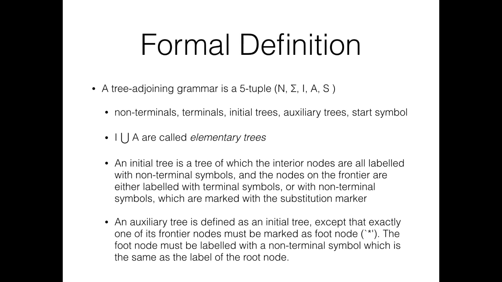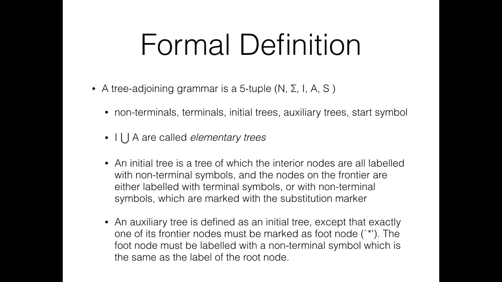Now, some of these things are familiar from context-free grammars. For example, terminals, non-terminals, and a start symbol, but initial trees and auxiliary trees are new and specific to the tree adjoining grammar. So, what is an initial tree? An initial tree is a tree of which the interior nodes are all labeled with non-terminal symbols, and the nodes of the frontier are either labeled with terminal symbols or with non-terminal symbols, which are marked with a substitution marker.